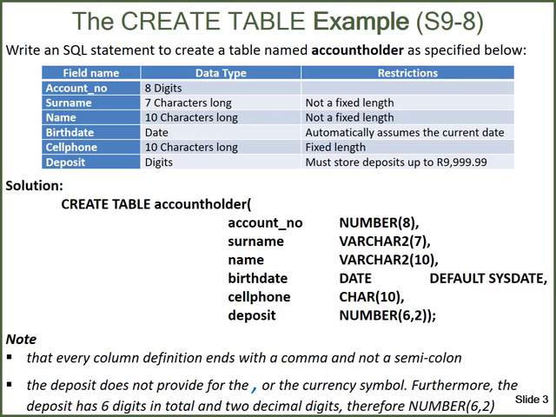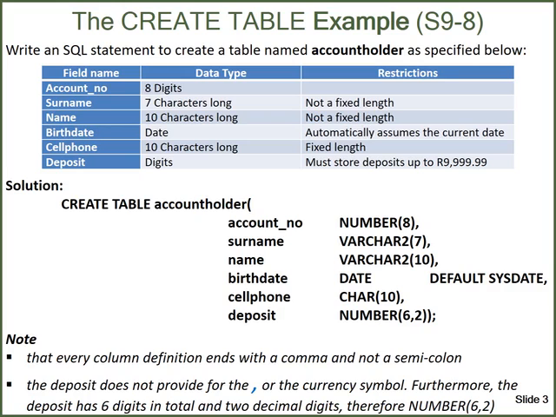Name, 10 characters long, not a fixed length. Birth date, data type date, automatically assumes the current date. That must give you a hint. Cell phone, 10 characters long, must be a fixed length. Deposit must have some digits and must store deposits up to 9,999 Rand and 99 cents.